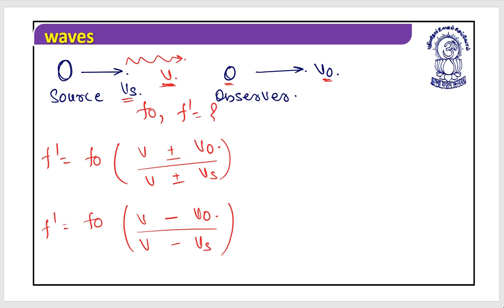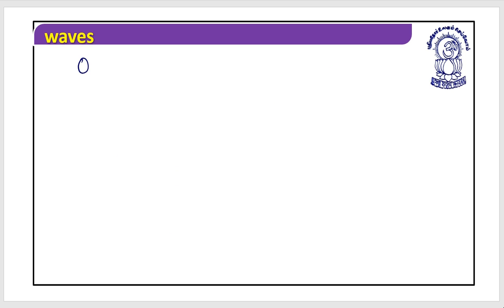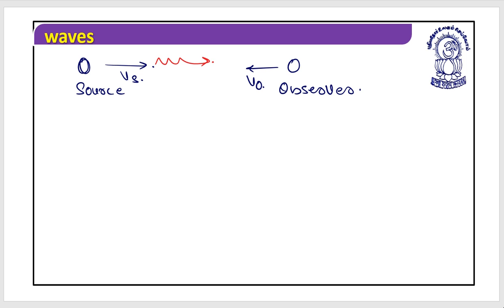Great. Ready for the next question? Let's suppose this is the source and this is the observer. Both are moving towards each other. That means this one is in this direction and this one is in this direction, and the sound wave is moving in this direction. If the original frequency is f naught, f dash is required.